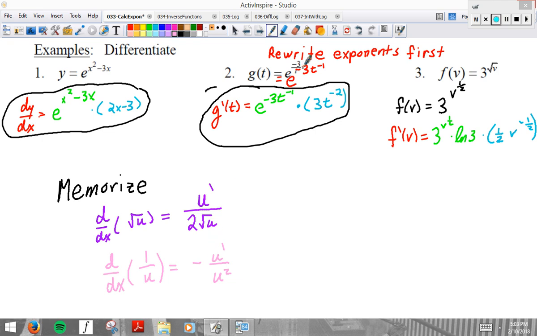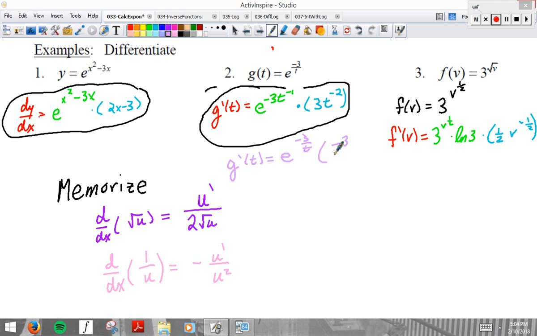Right? And as soon as I saw this one as e to the negative 3 over t power, a student who has this memorized could be as graceful as this. Oh, the e rule. So copy it. Multiply by the derivative of negative 3 over t. So that's negative 3 over t squared. Make it negative. Negative 3. The derivative of t is just 1. Okay.